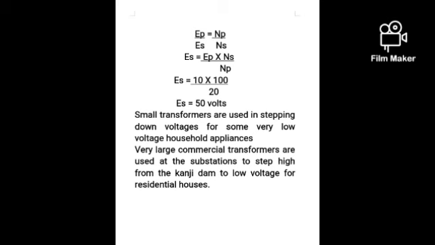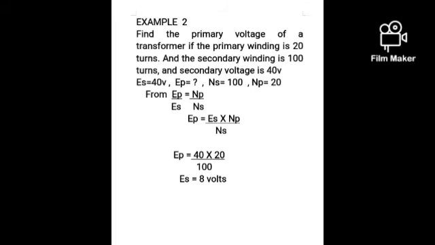Now small transformers are used in stepping down voltage for some very low voltage household appliances. Very large commercial transformers are used at the substation to step down high voltage from the Kainji Dam to lower voltage for residential use. So by the time you transmit high level voltage from Kainji Dam and get to your substation, they need a step down transformer to step that voltage down to 415 or 220 volts that you can use at your residential place.